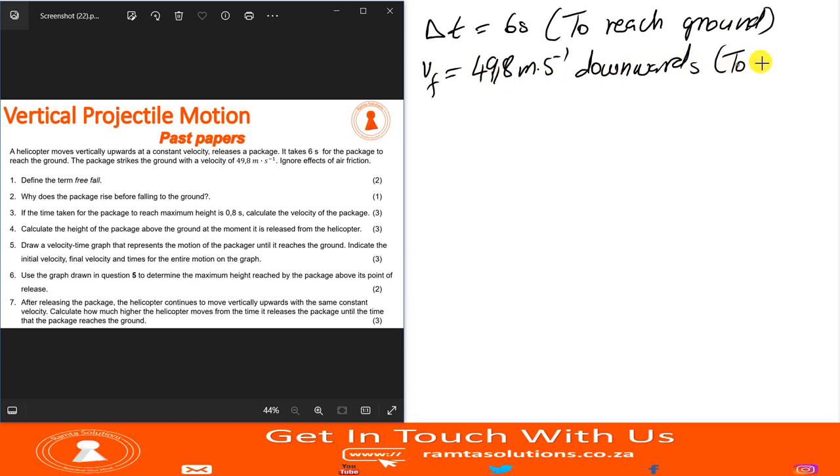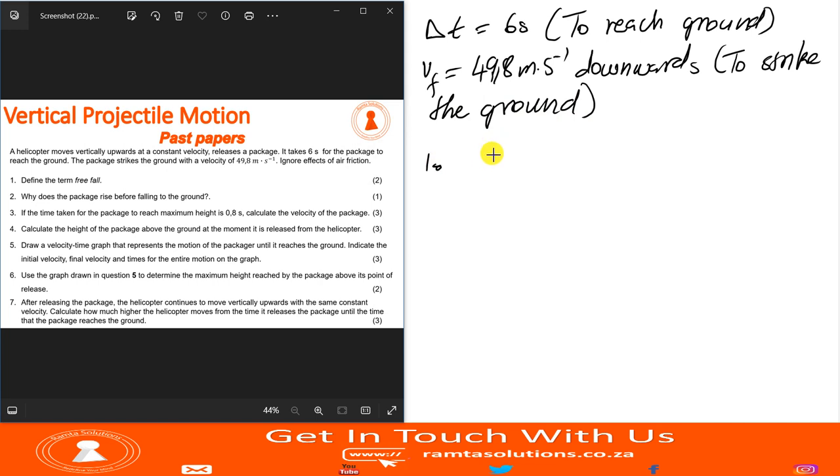I think I should also mention that this is for the package to strike the ground. Now, ignore the effects of air friction. Question 1 says, define the term free fall.